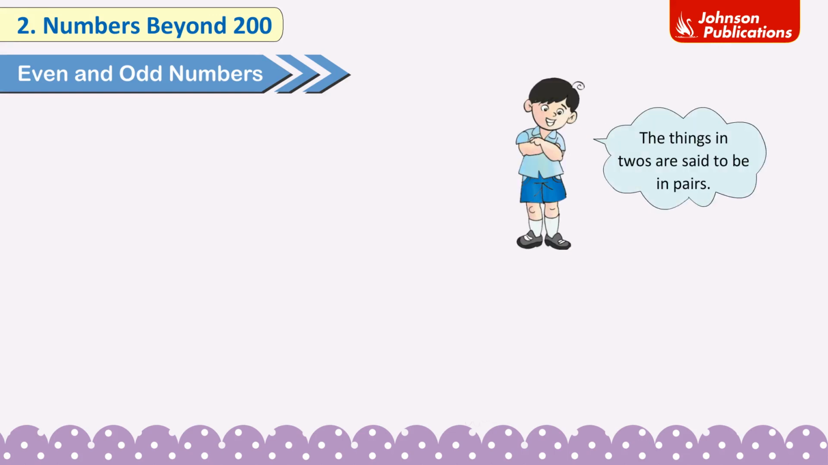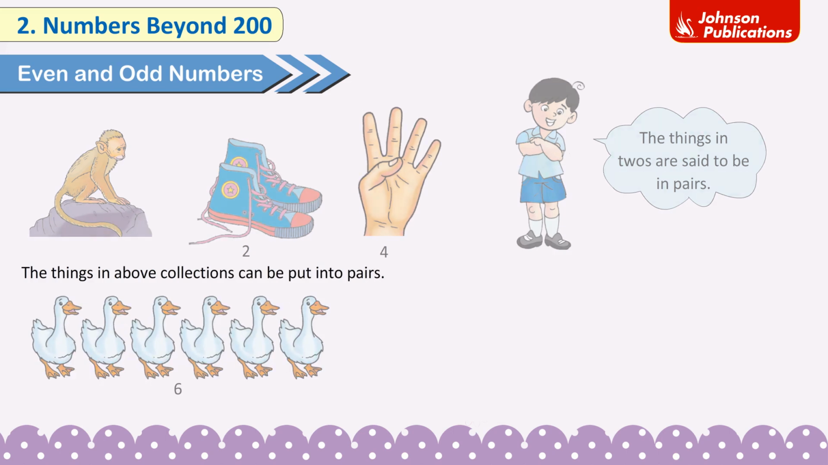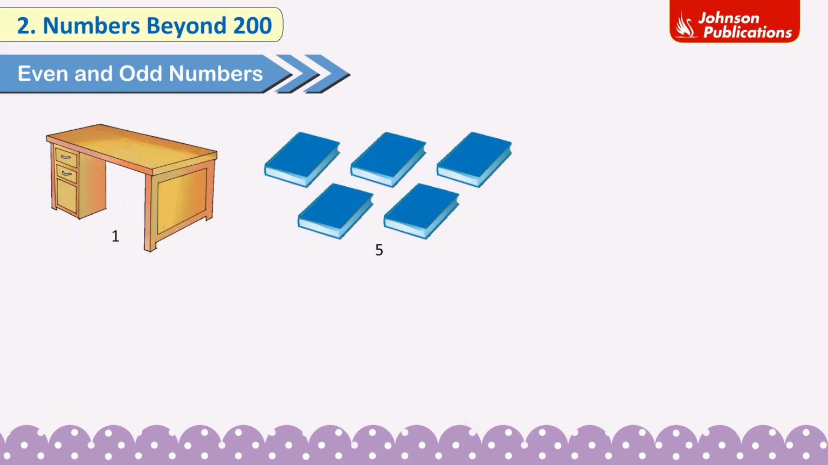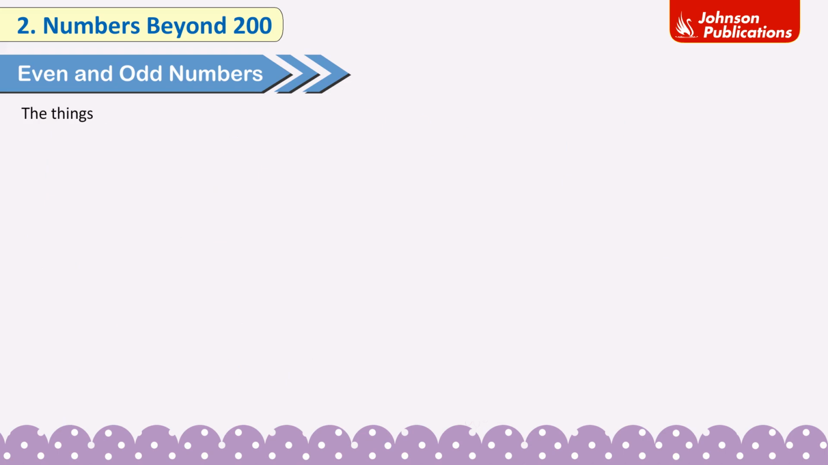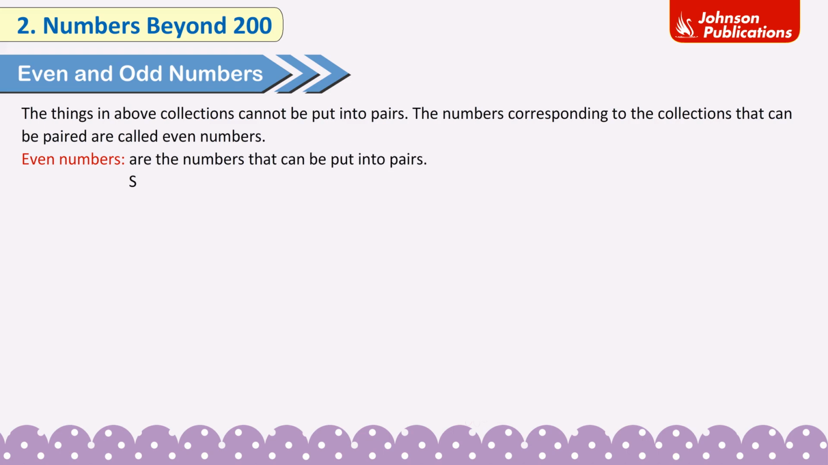Even and odd numbers. The things in twos are said to be in pairs. 2, 4. The things in the above collections can be put into pairs. 6, 1, 5, 7. The things in the above collections cannot be put into pairs. The numbers corresponding to the collections that can be paired are called even numbers. Even numbers are the numbers that can be put into pairs. So, 2, 4, 6, 8, 10, etc.